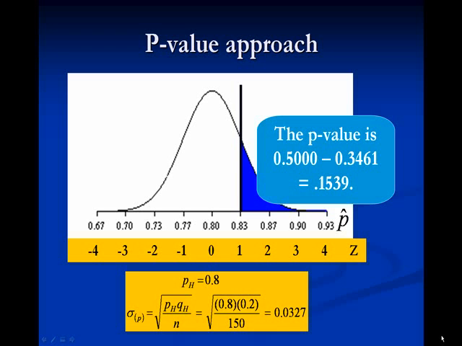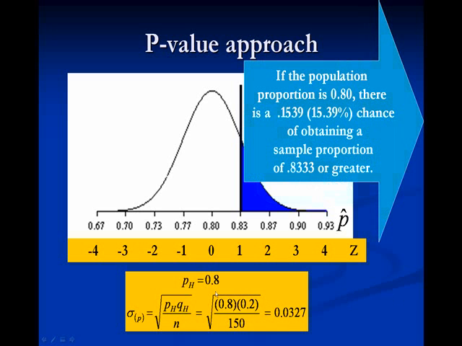So now we're going to interpret the p-value. You can do this by simply reading the chart if you have it drawn correctly. If the population proportion is 0.8, that's what we have down at the bottom, then there is a 0.1539 or 15.39% chance of obtaining a sample proportion of 0.833 or greater. And notice that's what we have shaded in for the p-value, a sample proportion of 0.8333 or greater.